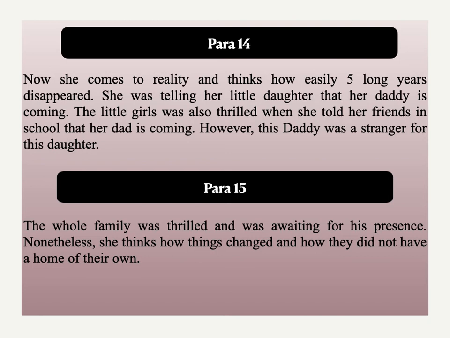Now, moving on to para 15, the whole family was thrilled and was awaiting his presence. So now, slowly from the past, the woman is bringing the narration to the present. Nonetheless, she thinks how things have changed and how they did not have a home of their own. So now she realizes that they never got a chance to build their home, to construct a home of their own. Because when this man is coming back from jail, they don't have a separate home to stay in with their daughter. They have to stay either with her family or with his mother, who is now staying with an uncle. So she realizes that they are not really having anything, and this is all because of the oppression which was done to the African people.